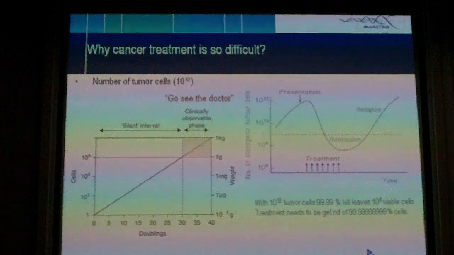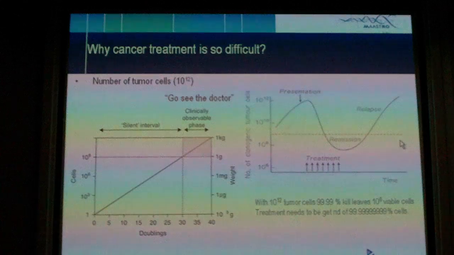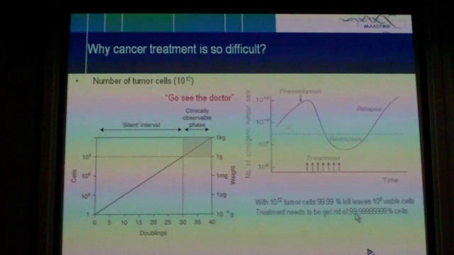To treat a tumor, 10 to the 12th number of cells. If you kill 99.99% of the cells, you still have 10 to the 8 viable cells left over, which fall below the detection limit or threshold of 10 to the 9th. So usually the doctor says, yeah, you're cured. However, you still have 10 to the 8 viable cells, so this is not a cure.